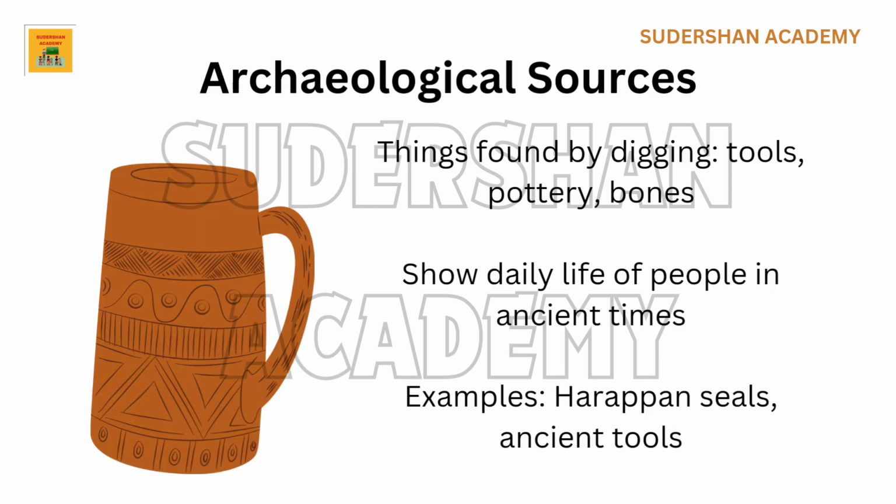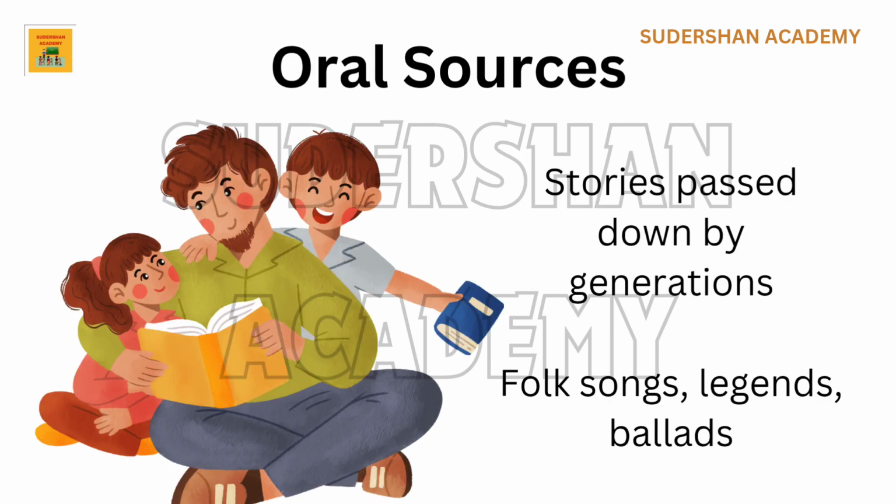Next, we have archaeological sources. These are things dug out from the ground like pots, tools, houses, and bones. Archaeologists study them to understand how people lived long ago. We also learn history from oral sources, stories passed down by word of mouth. Folk tales, songs, and local legends help us learn about culture and beliefs.